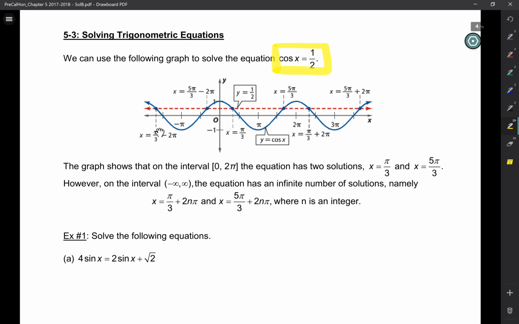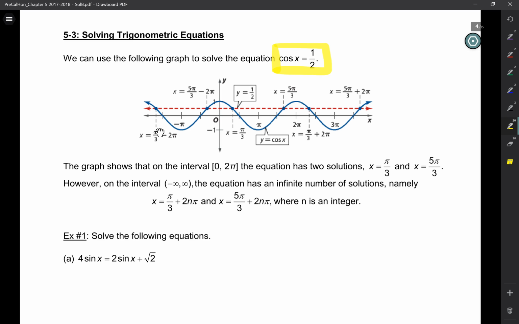Now you know that in the fourth quadrant, there's a corresponding angle where cosine is also a half, right? What's the angle that corresponds to pi over 3 in the fourth quadrant? Negative pi over 3, or if we're going positive, 5 pi over 3, okay? 5 pi over 3.